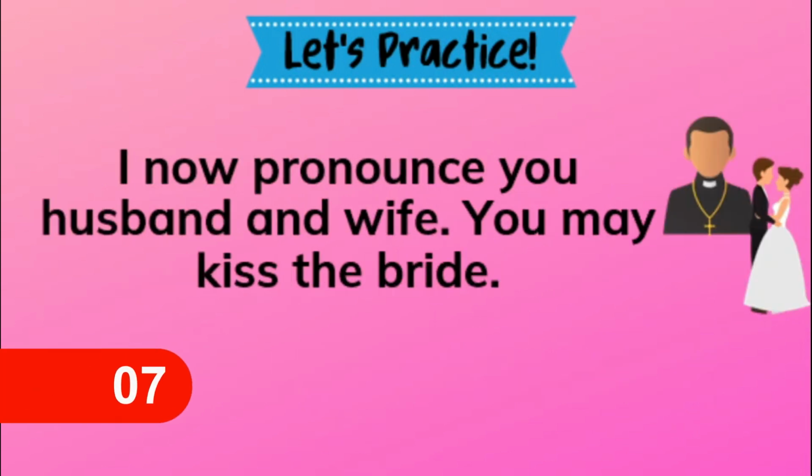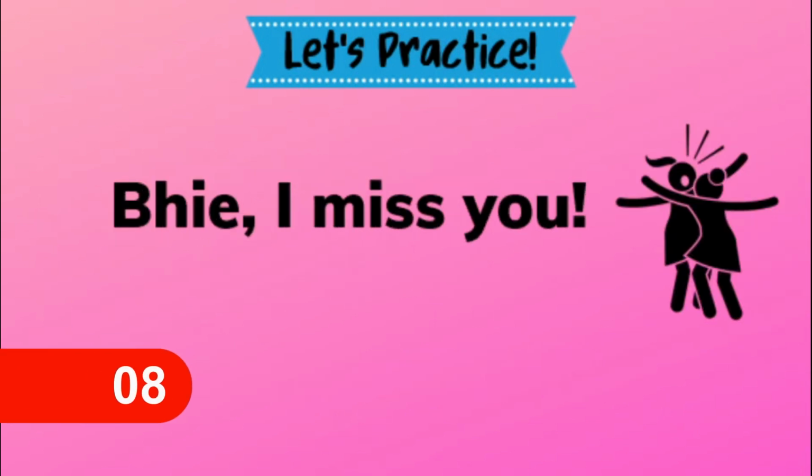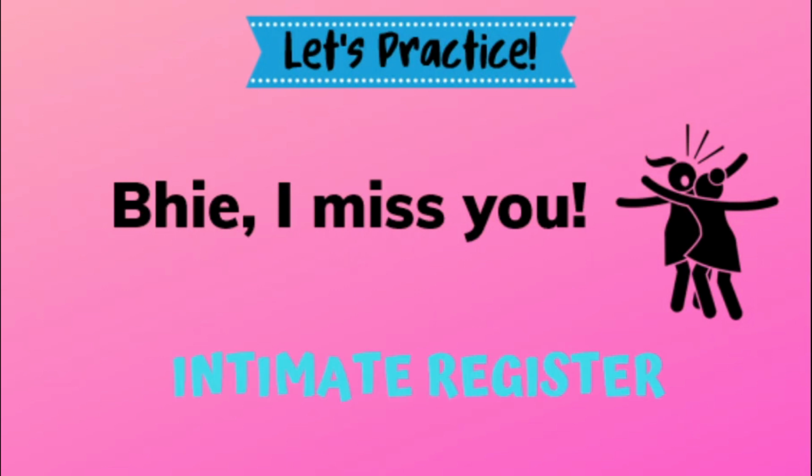Next, I now pronounce you husband and wife. You may kiss the bride. The language register used in this sentence is frozen register. Okay, because this is usually what the priest says during a wedding ceremony. Next, B, I miss you. The correct answer for this number is intimate register. Again, the clue here is the use of a term of endearment or a pet name.